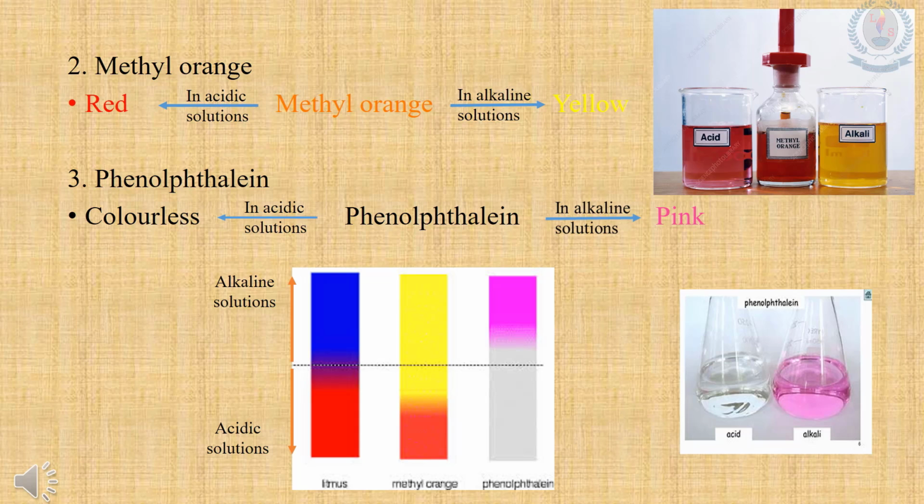Second example for indicators is methyl orange. Methyl orange is also commonly used to identify whether a solution is acidic or alkaline. Methyl orange is orange in color. It shows red color in acidic solutions and yellow color in alkaline solution. Thirdly, phenolphthalein. Phenolphthalein is a widely used acid-base indicator that is colorless in acids but turns dark pink when added to an alkaline solution.